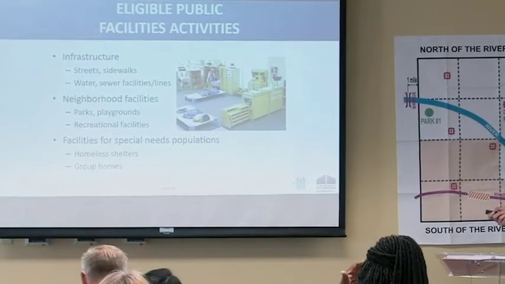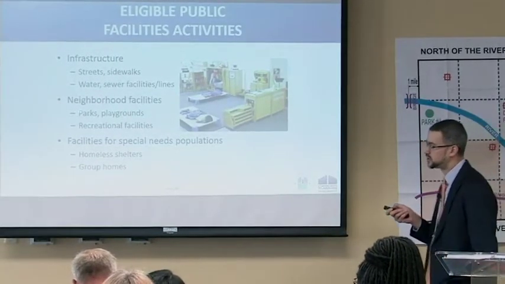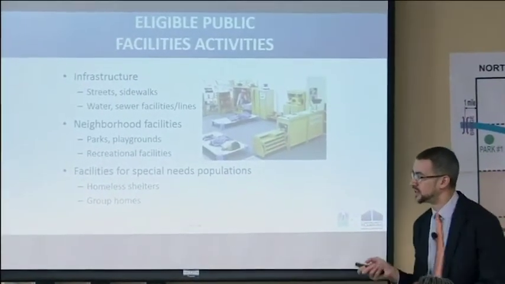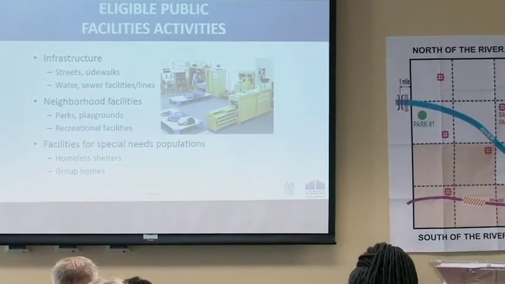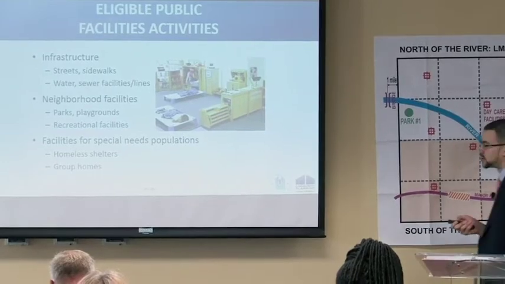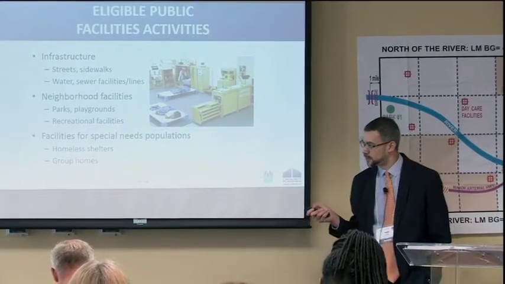In terms of the second category, neighborhood facilities, think about all those community facilities, those things that bring the community together. Your recreational facilities, your parks, your playgrounds, your community centers, all those are eligible public facilities under this category. So here we get into facilities for persons with special needs, okay?